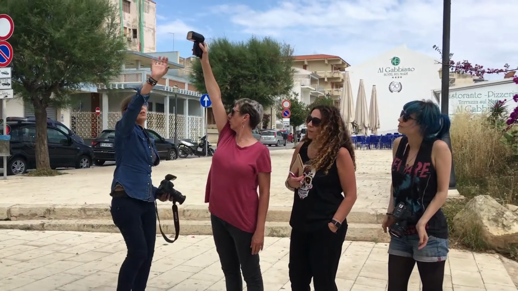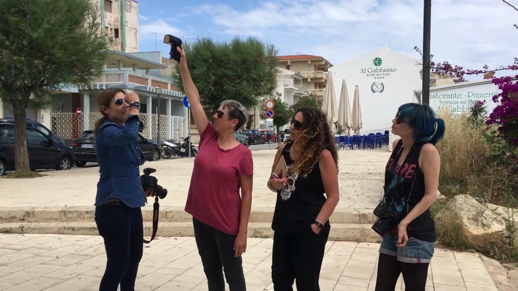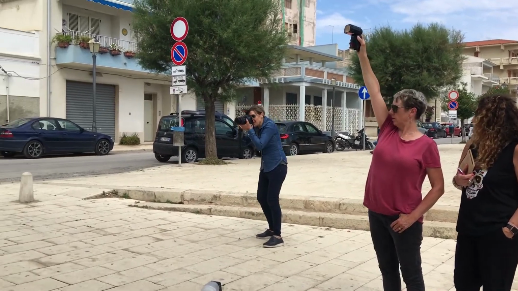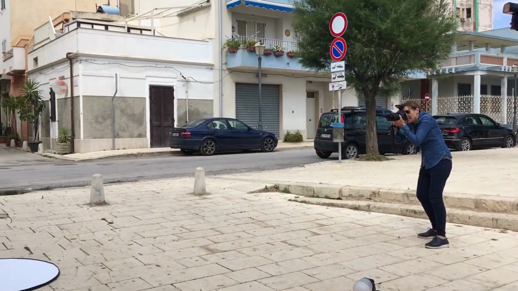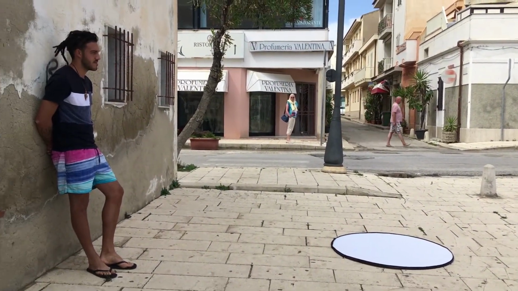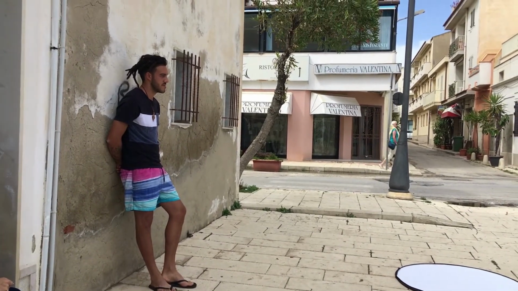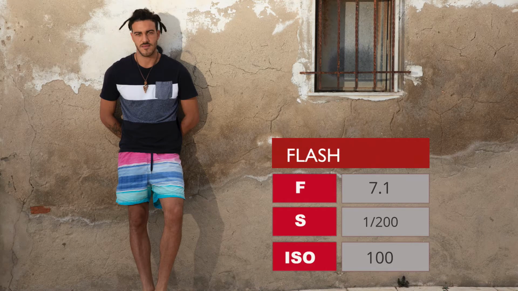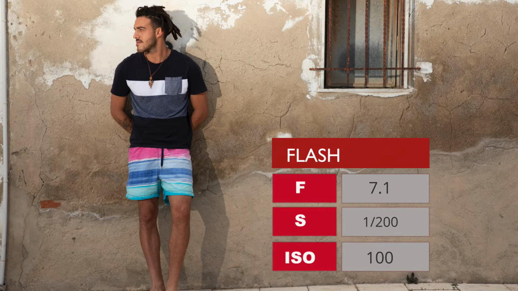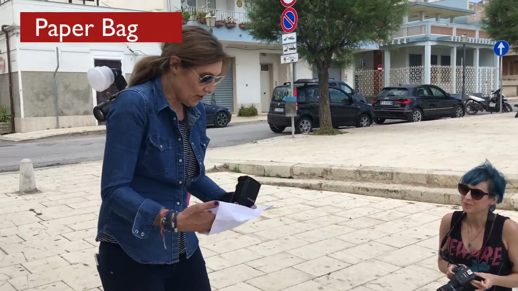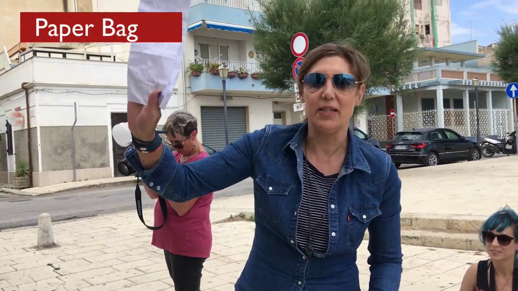You can make that even smaller by getting a snoot, and so you make your light source even smaller. It's going to give you a harder light. Sunlight.